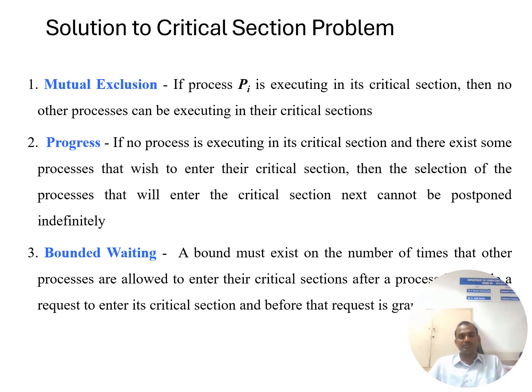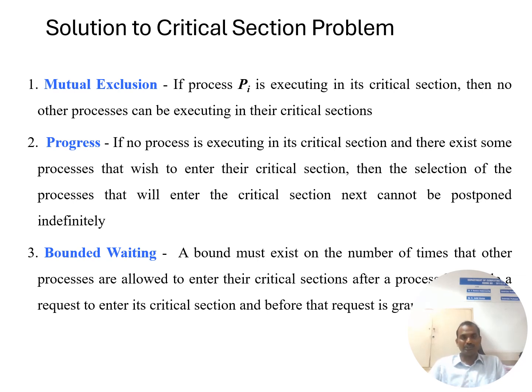What is mutual exclusion? If process Pi is executing in its critical section, then no other process can execute in their critical section. So only one process is going to execute in its critical section. Simply, it mutually excludes the other processes from entering their critical section. That's called mutual exclusion.